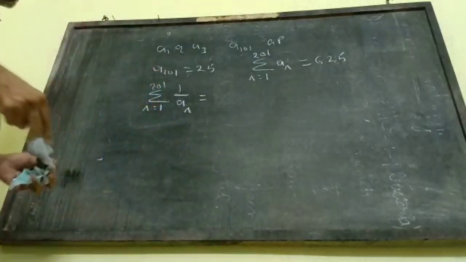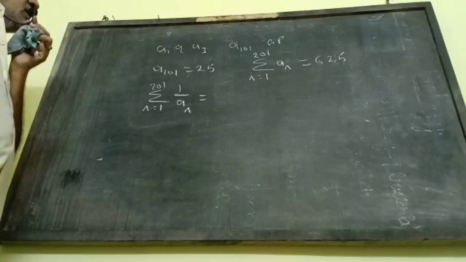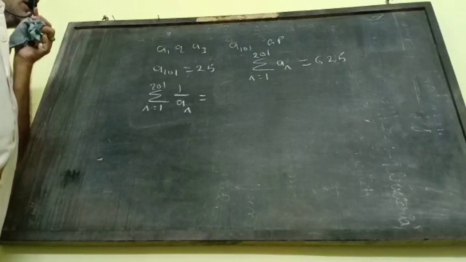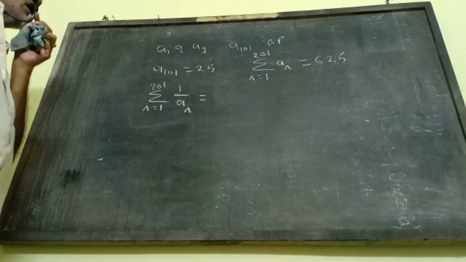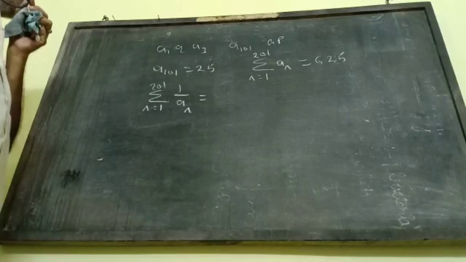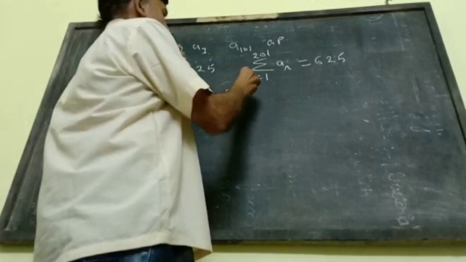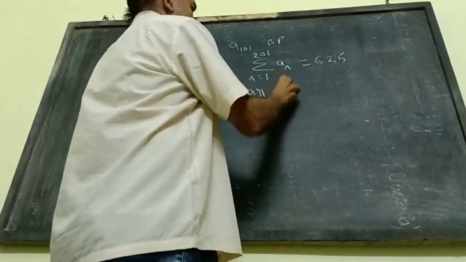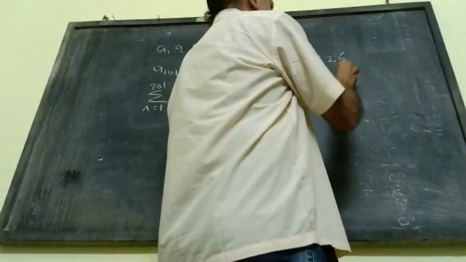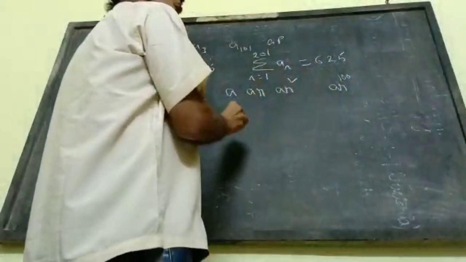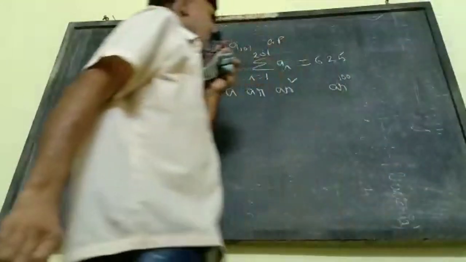So A1, A2, A3, up to A101, they are all in GP. Then the sum of Ai from i equal to 1 to 201 is given. You have to calculate the sum of 1 by Ai. I will assume this GP like this: A, AR, AR square, up to AR to the power of 100, this is A101, and so on.